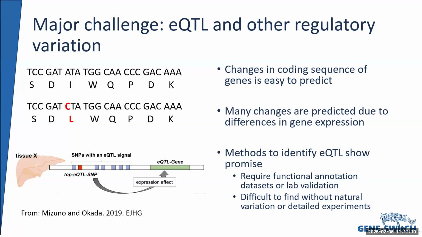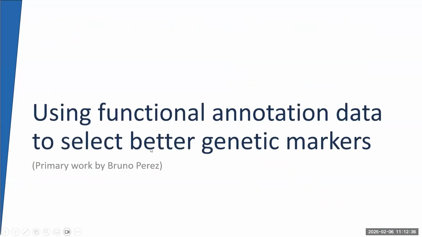We can now identify eQTLs that may have an effect on gene expression, and if we notice this frequency increasing in our population, we can do further experiments to see how it's affecting our product lines in industry. I'll spend a lot more time discussing the ways that we've tried to incorporate functional annotation into our breeding program. And here I must give a lot of credit to my colleague, Bruno Perez, also of Hendrix Genetics.